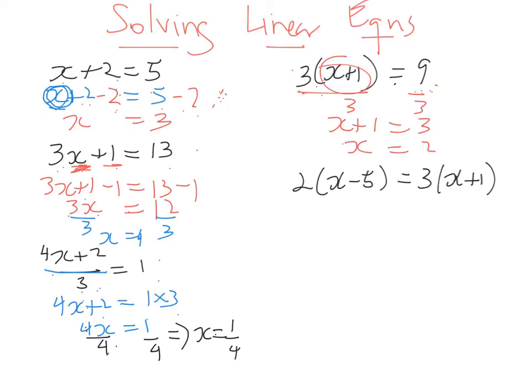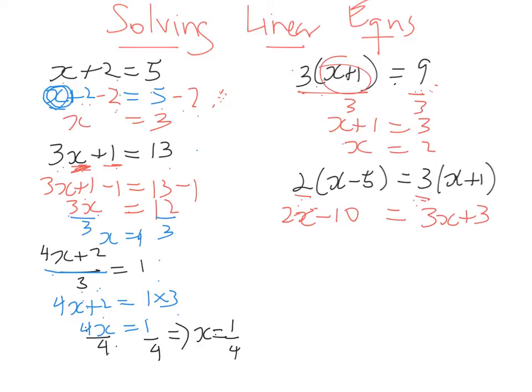Now, we've got a coefficient, we've got another coefficient, they don't fit into each other at all here. So I think for these odds, it's better if we expand, and then we start moving stuff around. So this is going to become 2x minus 10, and that's why we learn how to expand, equals 3x plus 3.